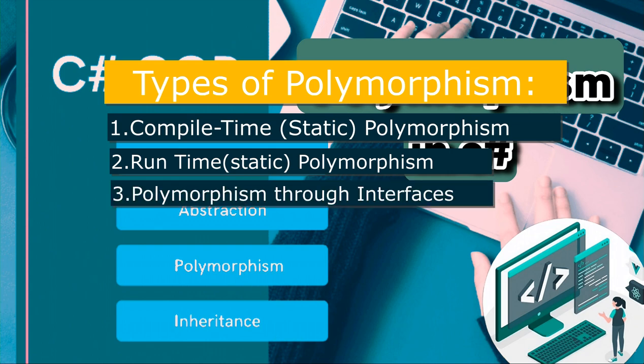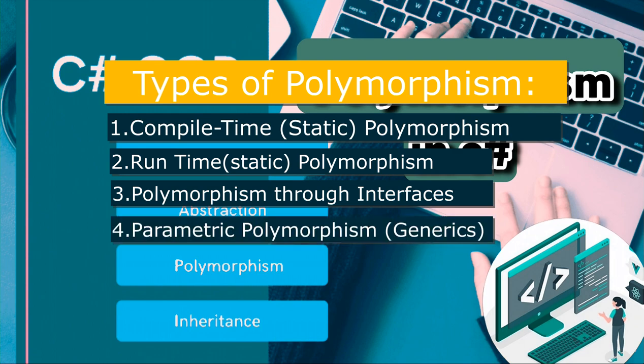Next, polymorphism through interfaces. Interfaces define a contract that classes must adhere to by implementing their methods. Next, parametric polymorphism or generic polymorphism. Generics allow you to define classes, methods, and interfaces that can work with various data types. We'll discuss types of polymorphism in more detail in our upcoming video.